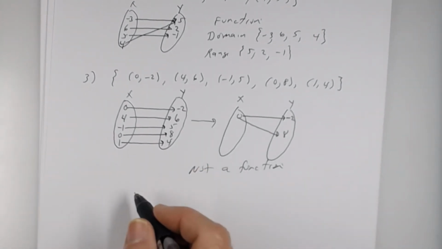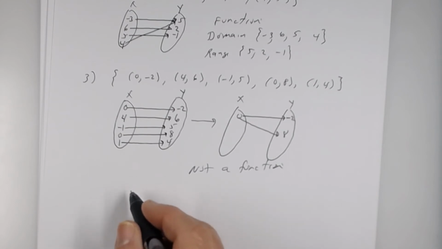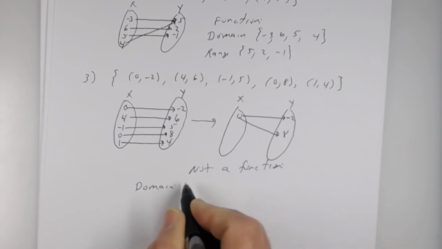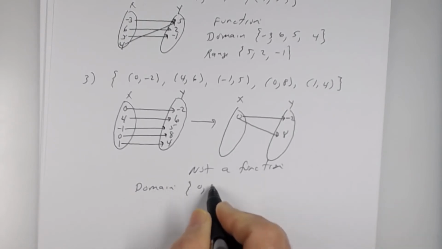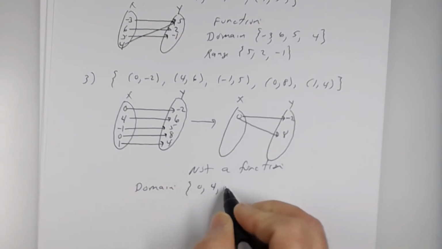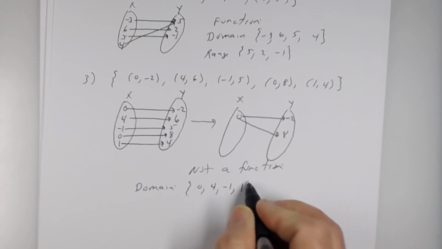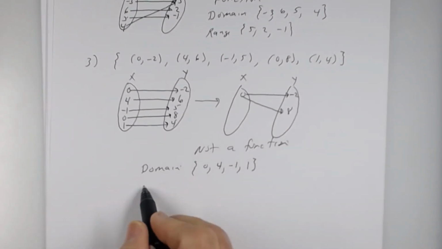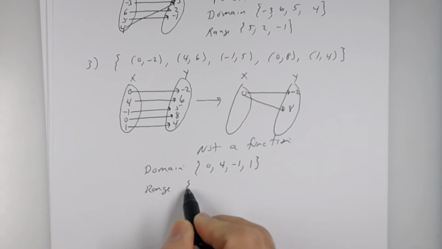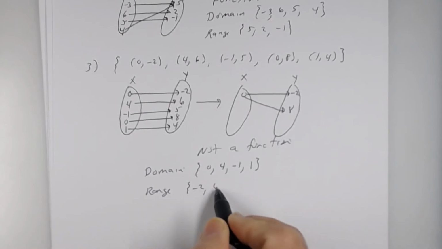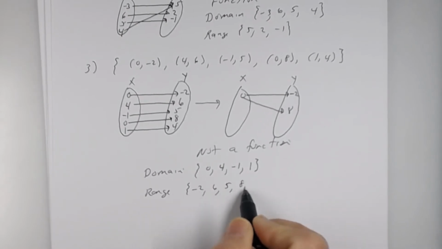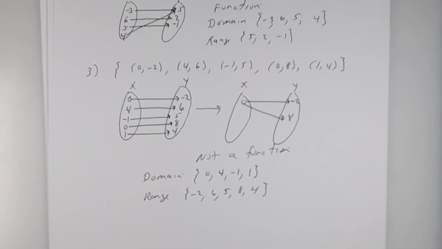All right, but we can still determine the domain and range of this relation. What's the domain of this relation? Remember, only listed once. 0, 4, doesn't have to be in order. -1 and 1. What's the range? -2, 6, 5, 8, 4. Okay?